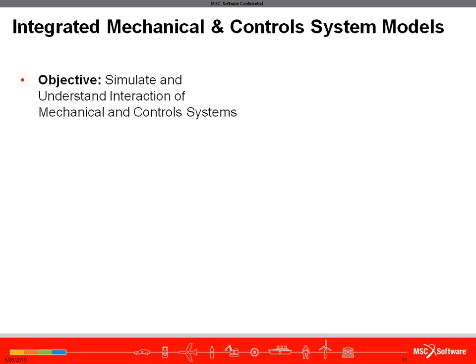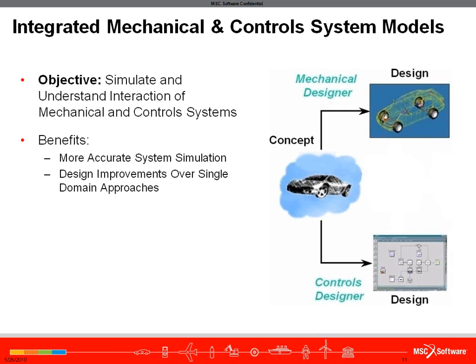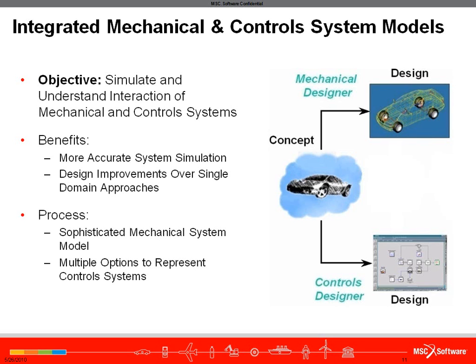So, like those researchers at MIT, many engineers find it necessary to represent control systems along with their mechanical models so as to better understand their influence on each other. Often, mechanical designers and controls designers see and approach product design differently. But bringing those modeling domains closer together delivers a more accurate picture of the overall system earlier in the design process. So, design improvements can be made that would otherwise be difficult to realize. This is achieved in Atoms via a sophisticated mechanical system model and then coupling that with one of multiple options to represent the control systems. Let's now examine those different options.